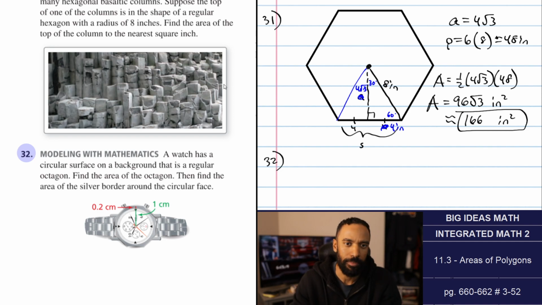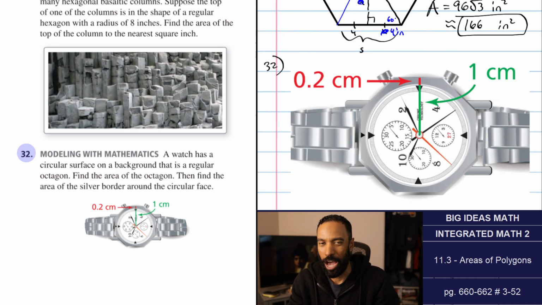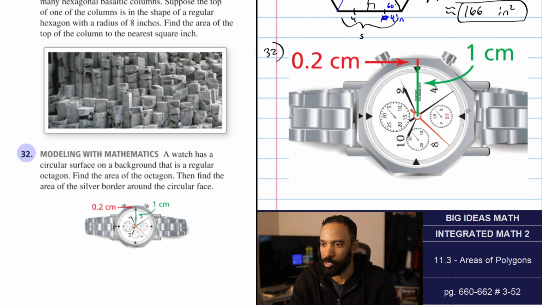I can't tell. Let me pause and zoom in. So I can't tell which one's the regular octagon. I might have to get this from the actual official PDF and zoom in. Give me 1 second. Okay, how about that quality, huh? So I took this from the official PDF, not just that import. If I copied and pasted that, you've seen those images, they'd be blurry.